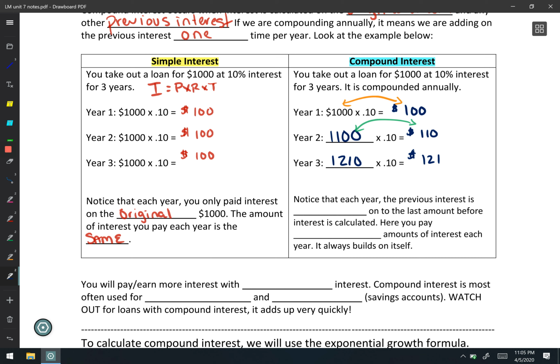What you notice here is that each year the previous interest is added onto the last amount before interest is calculated. Here you pay different amounts of interest each year. It's always building on itself. Again, the term compound interest.